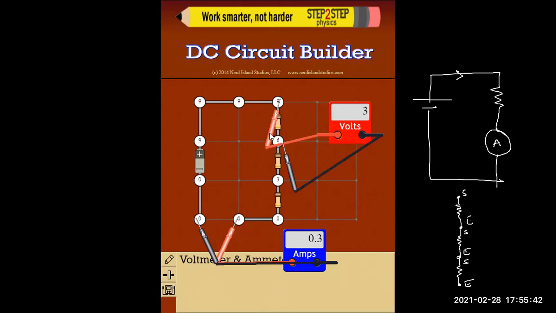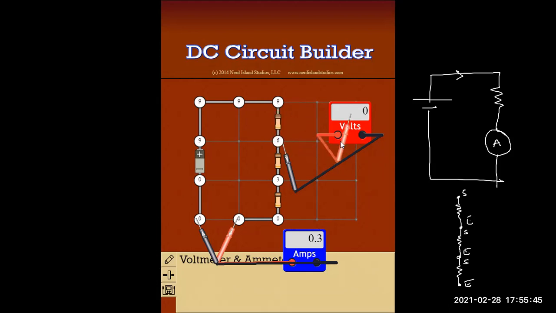And the voltmeter, how do we measure using a voltmeter? We connect it across any resistor. You can see over here how I have connected it across a resistor. And the ammeter, how do you connect it? You connect it along the circuit. So now let's do some calculations.